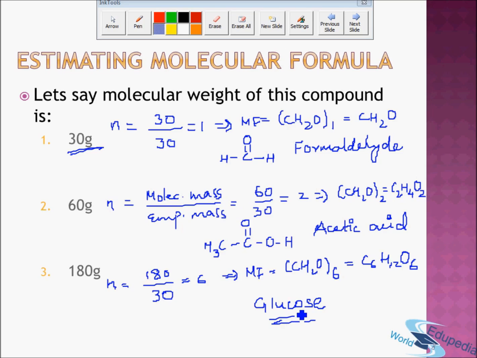Alright, in the next session we'll take up one or two more examples for empirical formula. They are quite simple. In fact, this might just be the easiest topic in your physical chemistry. Don't get scared if you cannot understand it right now. You just have to follow the steps, and eventually you will get a grasp of it and realize how easy it is.